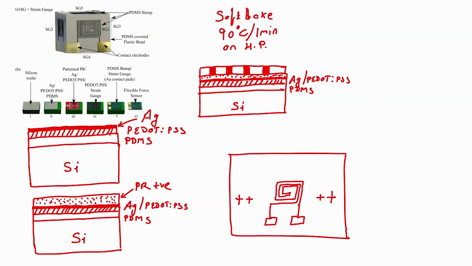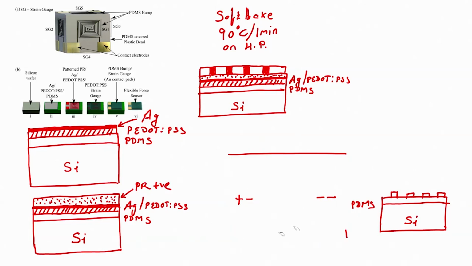Right, something like this. So, if I take a cross section of this, what will I see? I will see the substrate with the strain gauge, and this is my silicon, and that is PDMS, correct. This is how the cross section will look, correct.